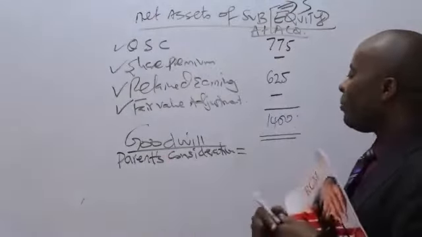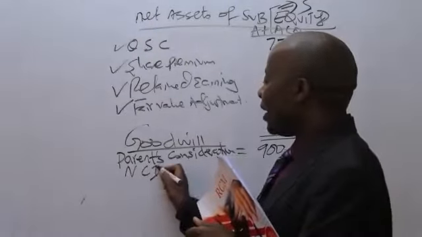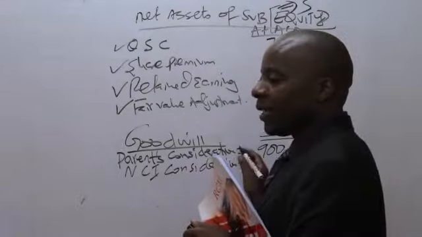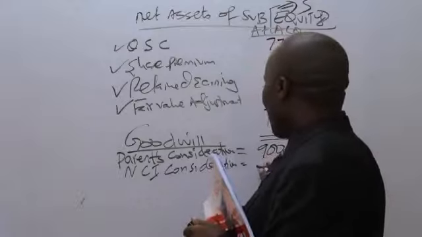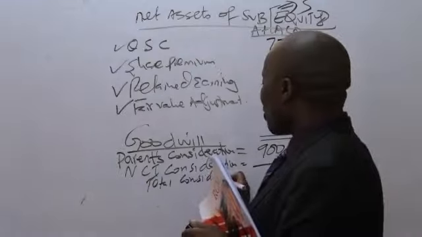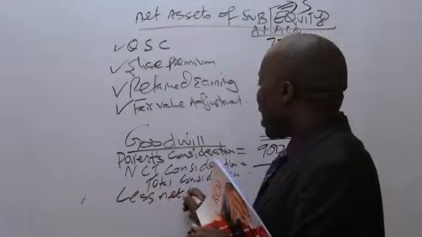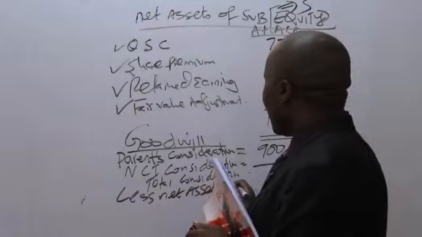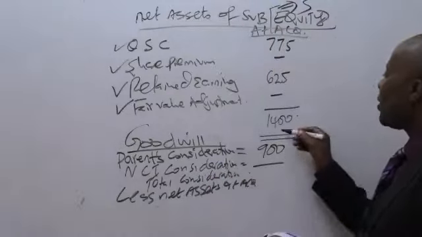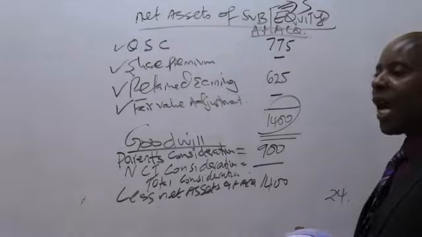So in this case, we have the parent's consideration, you write 900. Then you say, remember the parent never bought everything. The NCI's consideration, first you leave space. Then you say total consideration, first you leave it. Then below you say, less net assets at acquisition. Are you able to see the net assets at acquisition? Net assets at acquisition are these: 1,400.